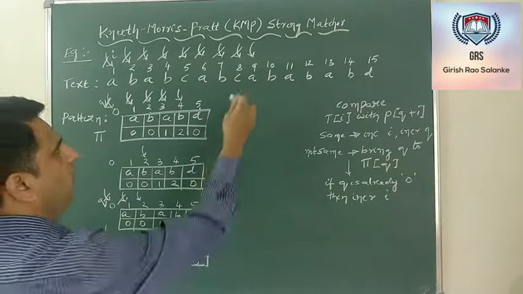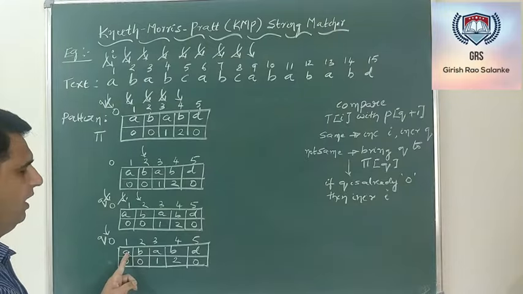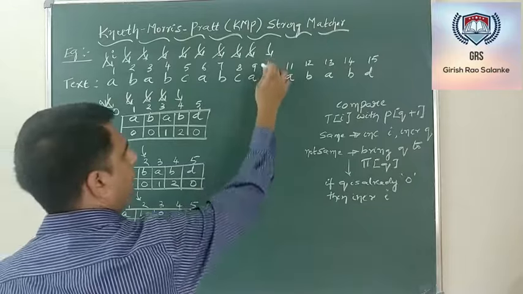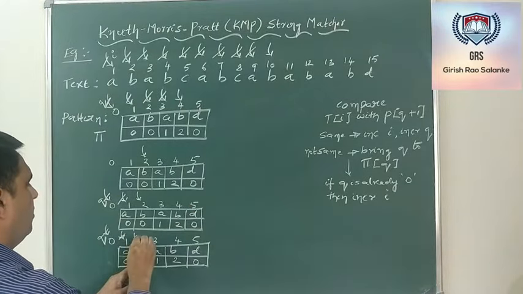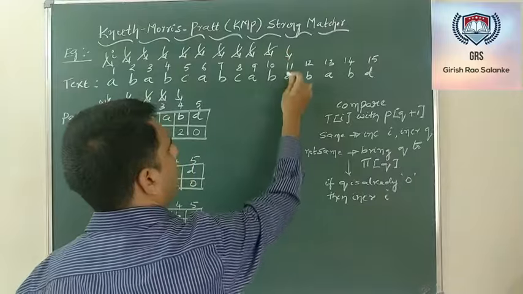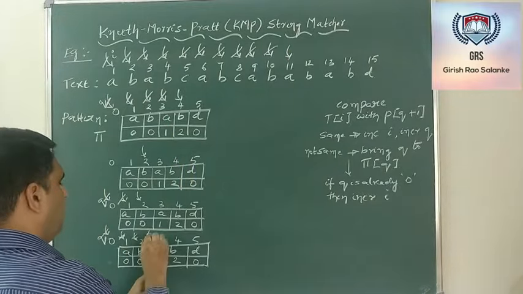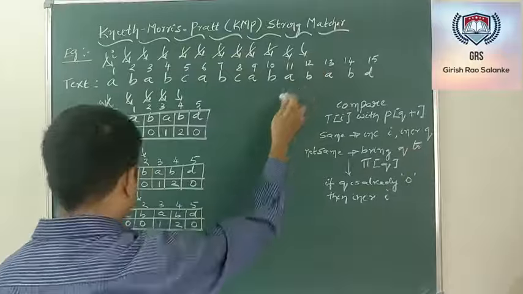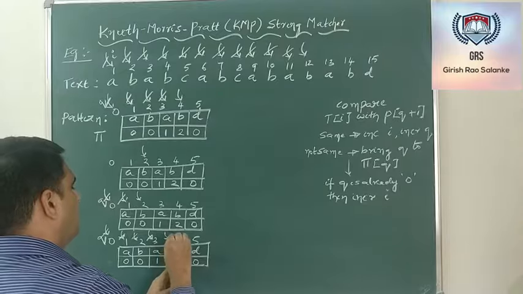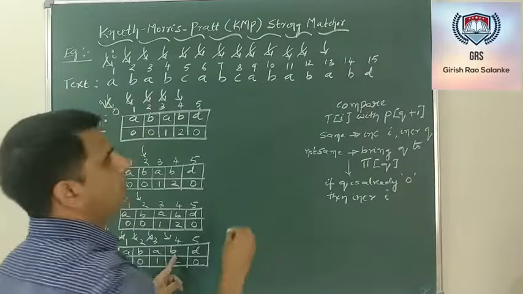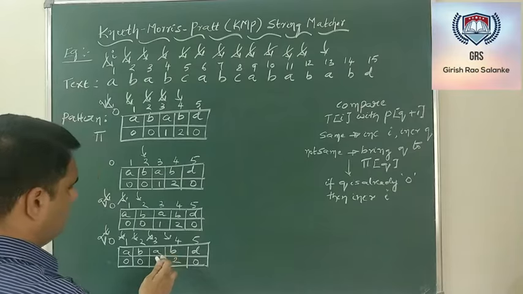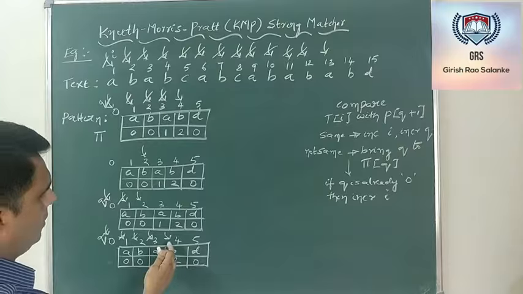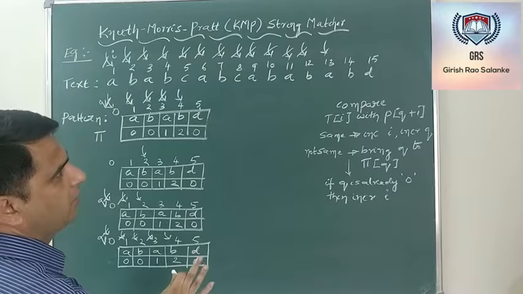Now A compared with A, both are same. So increment I, increment Q. B compared with B, both are same. Increment Q, increment I. A compared with A, both are same. Increment Q, increment I. Now B compared with B, increment Q, increment I. Now compare A with D. Both are not same.